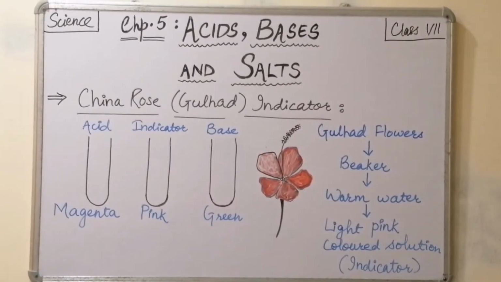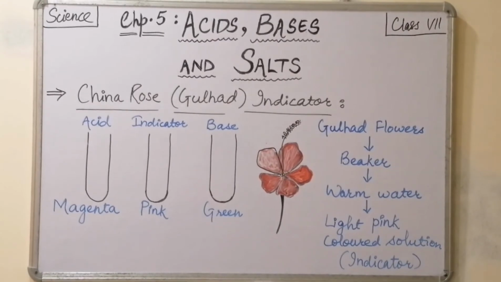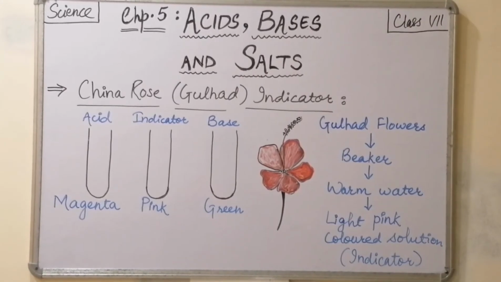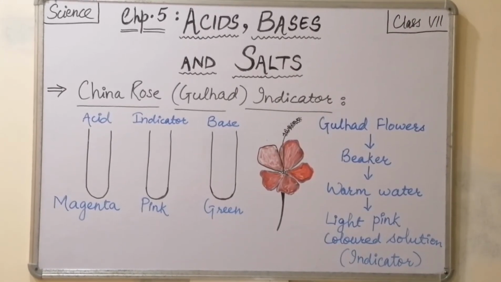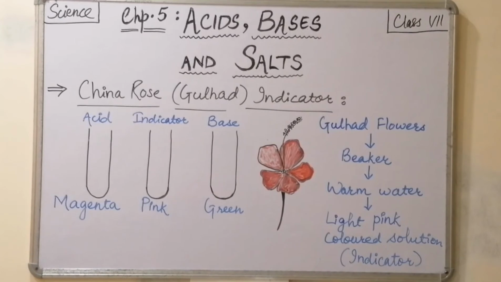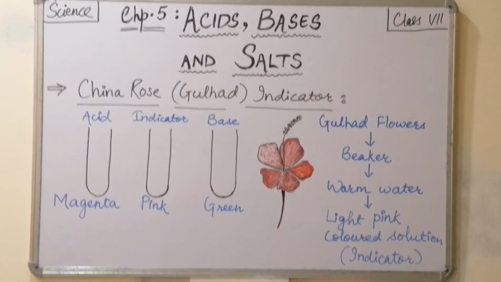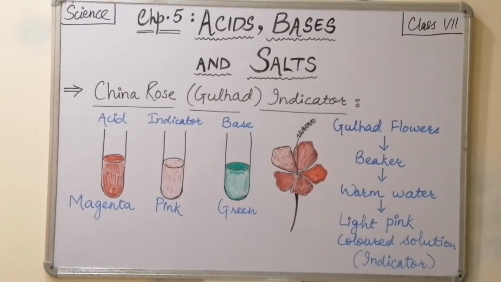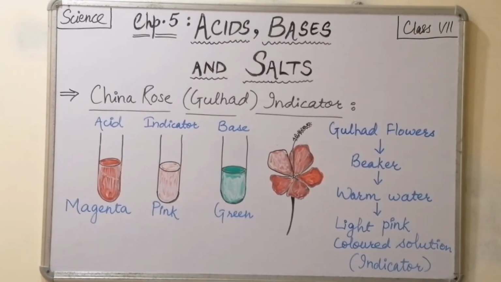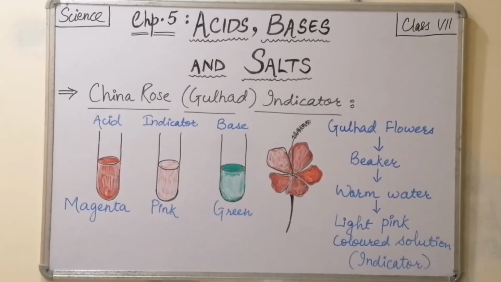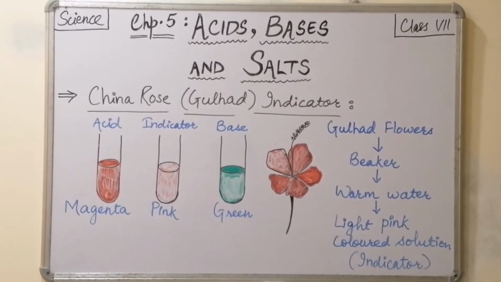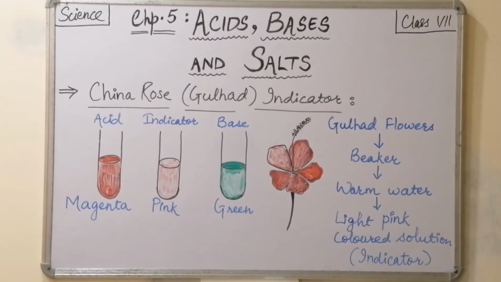Our next indicator is the China rose indicator, which is also known as gulhar. So these gulhar flowers are somewhat like what you are looking at on the board. They are red colored flowers with their androecium, which is coming much above the gynoecium part of the flower. In this flower, the China rose indicator gives us magenta color, that is a very dark pink color, in the acidic solution, whereas a light pink color is that of the indicator itself, and in the neutral solution it also gives the same color. The same color persists. In the basic solution the color is green.